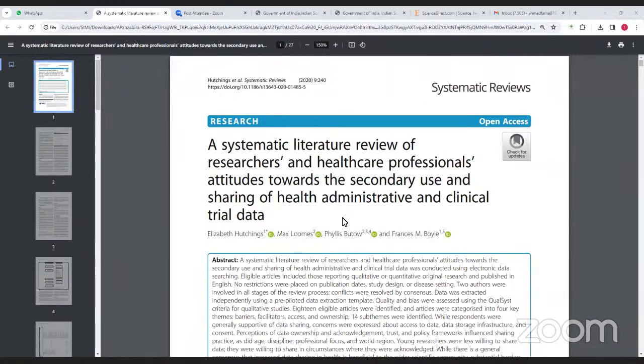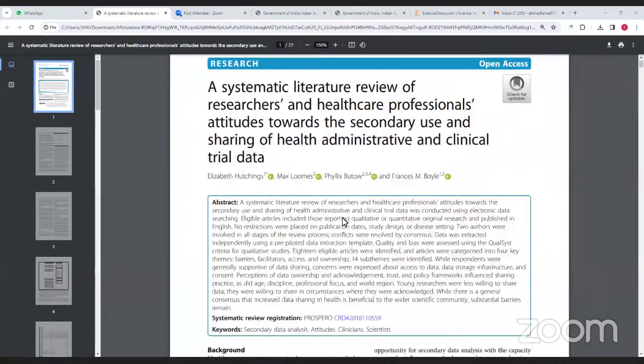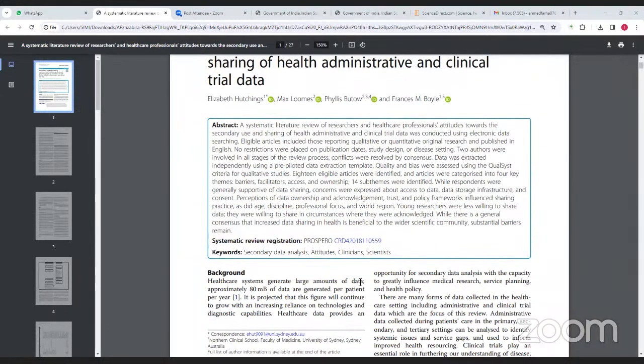A systematic review of researchers and healthcare professionals' attitudes towards the secondary use and sharing of health administrative and clinical trial data was conducted using electronic data searching. Eligible articles included those reporting qualitative and quantitative original research and published in English. No restrictions were placed on the publication dates, study design, or disease setting.